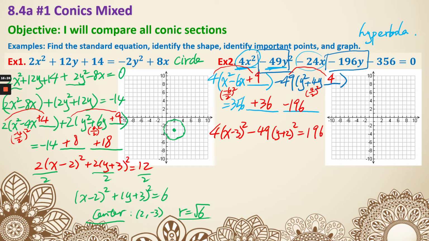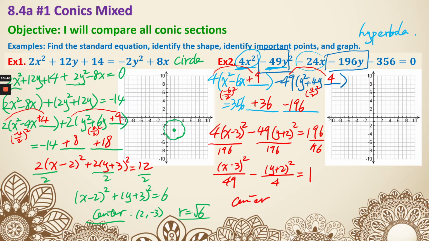Since it is a hyperbola, that means we need the right side to be a 1 so that we can identify the a squared and the b squared. So we are going to divide everything by 196. We have x minus 3 squared over 49, then y plus 2 squared over 4, and that is going to equal 1. So in this case, my center is going to be 3, negative 2. That's my center.